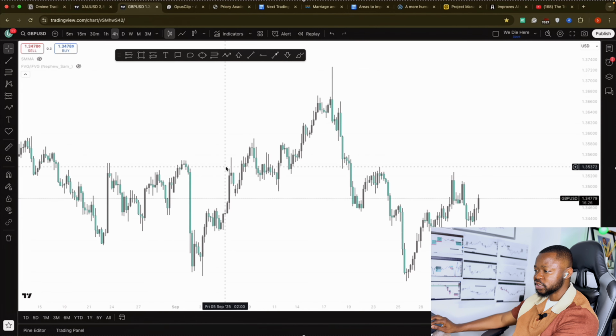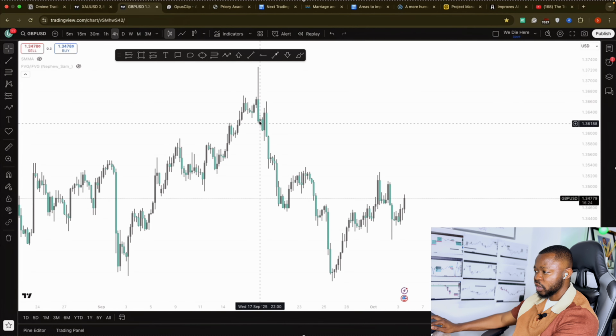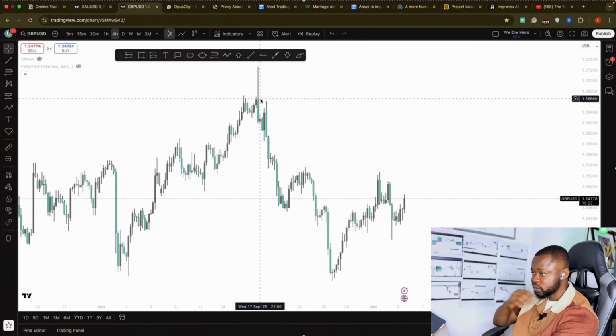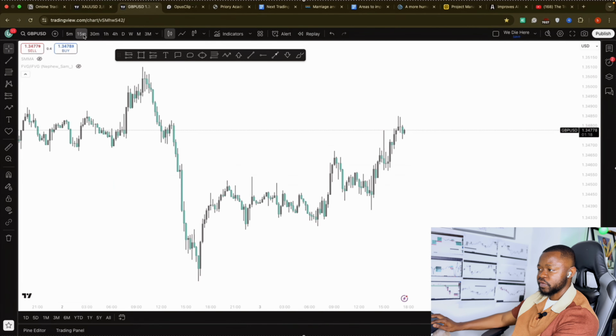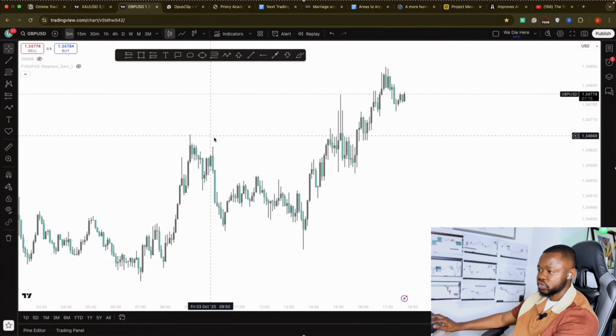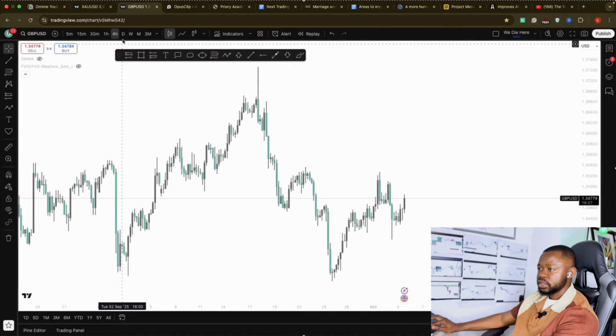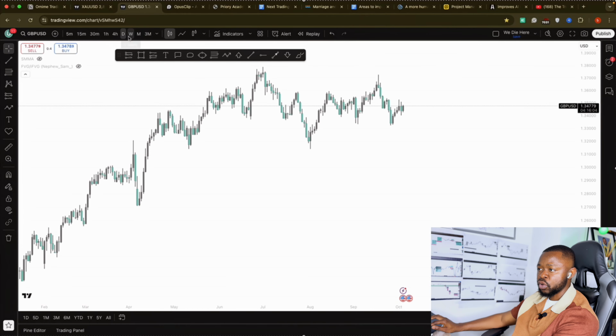If you come to the 4-hour chart, it takes a whole 4 hours for this candle to print, and same thing as the 1-hour chart, the 30 minutes chart, the 15 minutes chart, and the 5 minutes chart. So for every candle on the 5 minutes chart, it takes 5 minutes for this candle to print out. So basically, the higher the time frame you go, the more reliable the information you are dealing with.